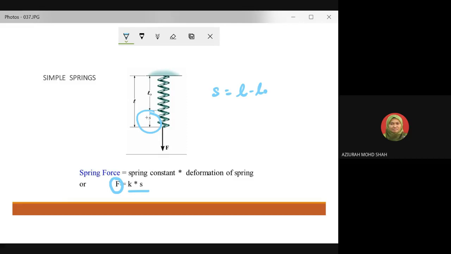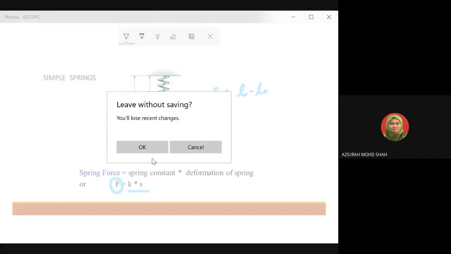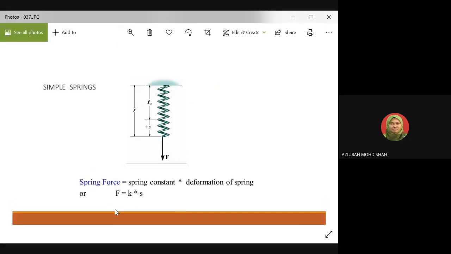Okay, this is just for you to know, at least we know that if we involve a spring, it involves the spring constant multiplied with the deformation of the spring.